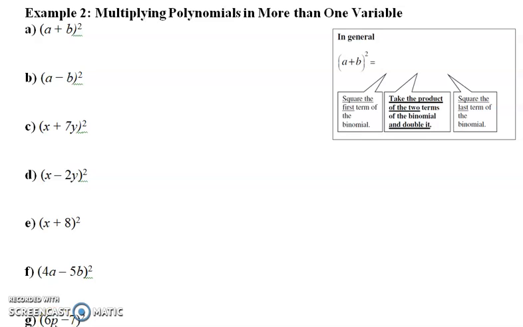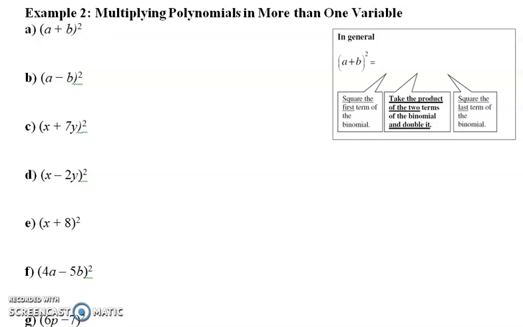Hello everybody, welcome back. Today we're looking at example 2 on 3.7, multiplying polynomials with more than one variable. In these cases, not only is it more than one variable, we also have two binomials that are the same. So it's (a + b) squared, which we know is (a + b) multiplied by (a + b). There's a little shortcut to this.